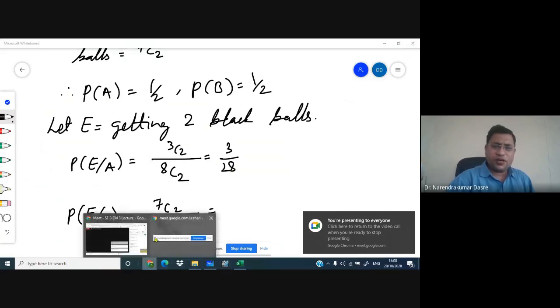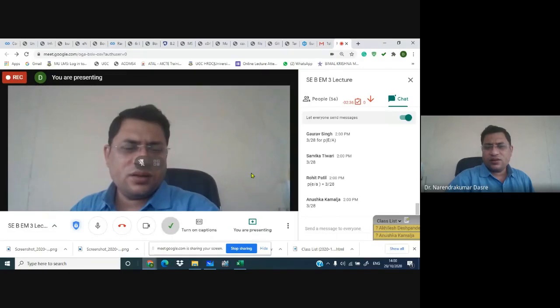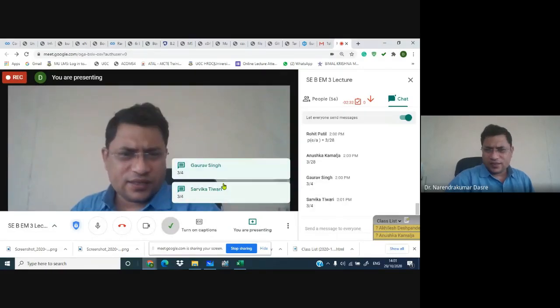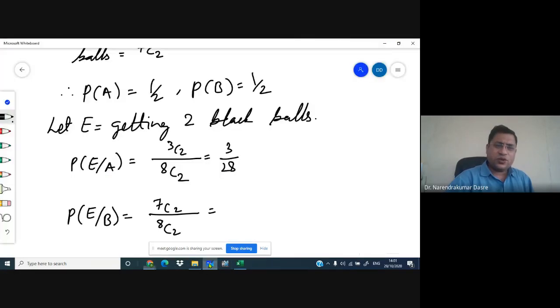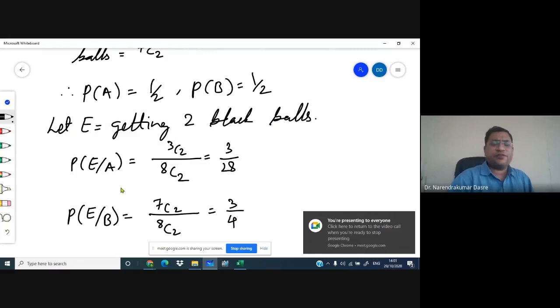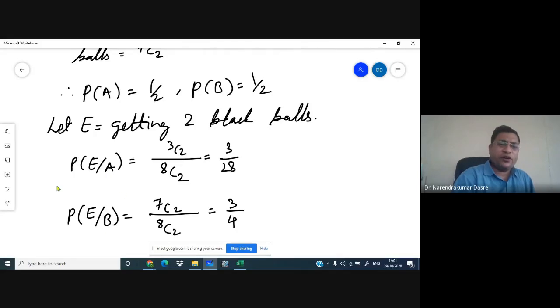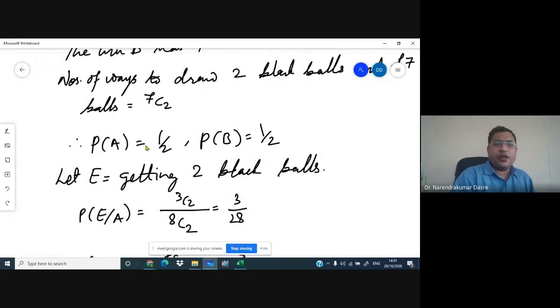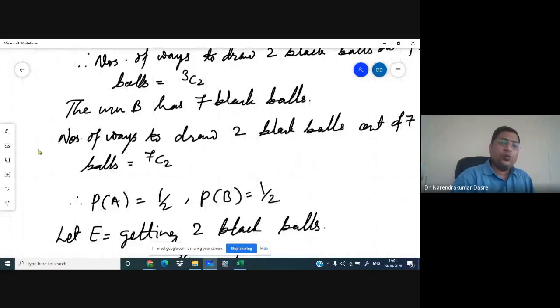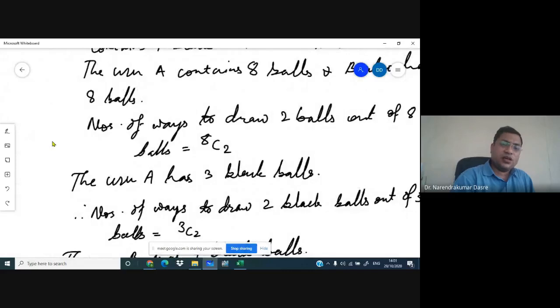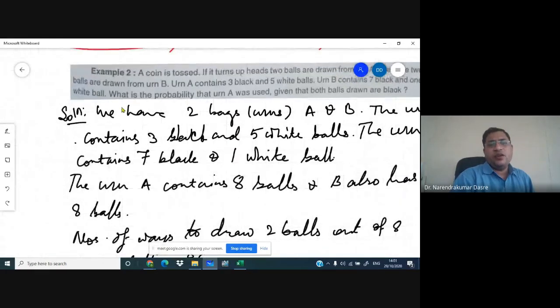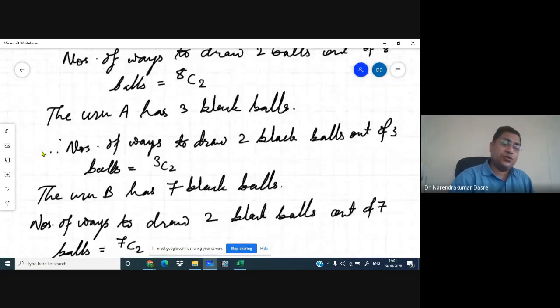What about the probability of E on B? It is 3 by 4. So E on B is 3 by 4. Now, what I know is the probability of E on A, the probability of E on B, and the probability of A and the probability of B. And now I want to know the probability of A on E. Given that both balls are black, so that means the event E had happened, we got the two balls which are black, then I want to find out the chances that the urn A was used.